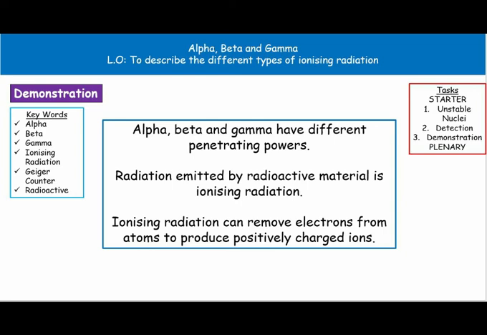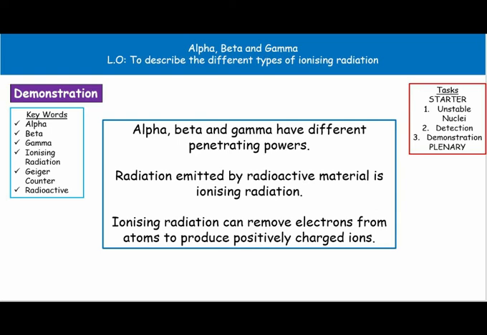So what we've just got in that diagram then is just a summary about the different penetrating powers of alpha, beta, and gamma radiation. Now, whenever we're looking at this radiation being emitted by the radioactive material, it's what we refer to as ionizing radiation. And by ionizing radiation, what we're referring to is radiation that's going to remove electrons from atoms in order to produce these positively charged ions.